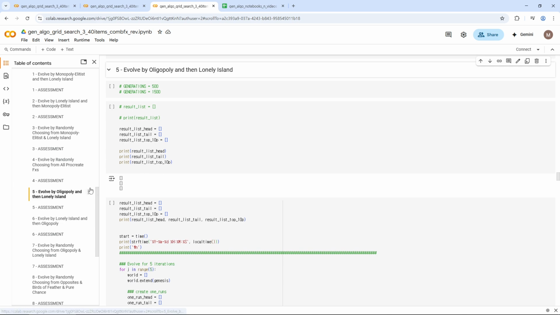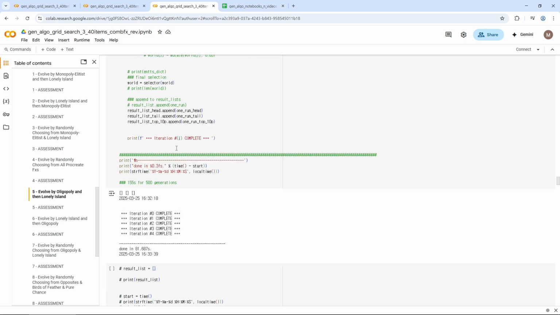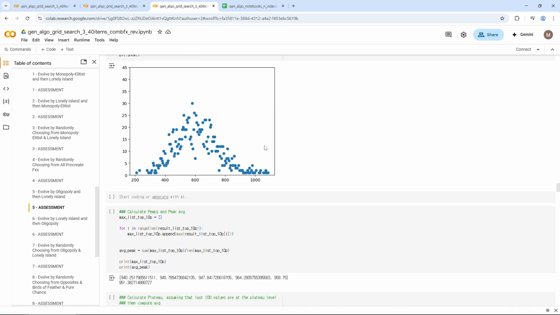And the 5th one, step 5, is evolve by oligopoly and then Lonely Island. So we evolve it by matching entities within the top 10%, and after probably in this case again generation 80, the procreate function is switched to Lonely Island, or the self-replicating one. And we do that. There we go.